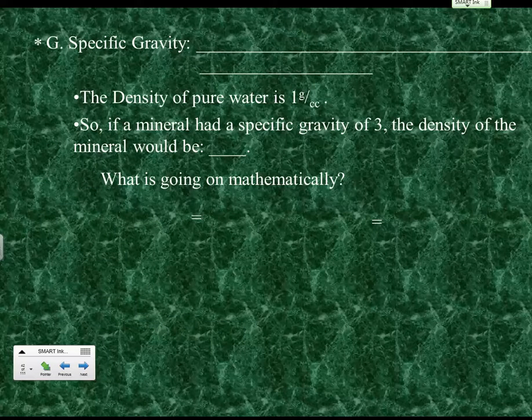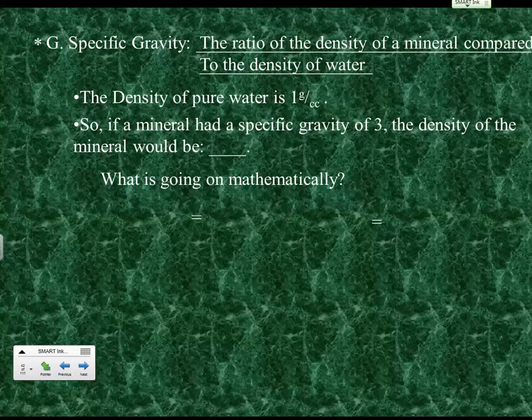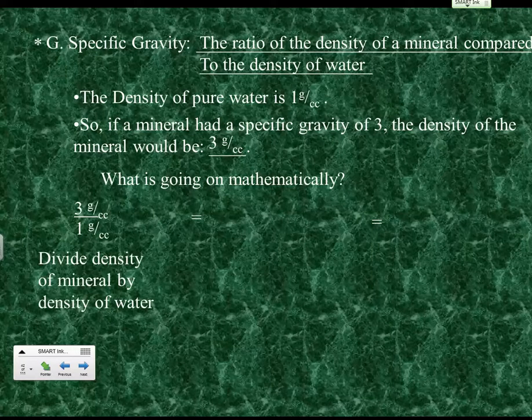Okay, we're back. The first of these properties which we're going to focus on today has a little bit to do with density, which you're all familiar with, and that's specific gravity. This is the ratio of the density of a mineral compared to the density of water. And you all know that the density of pure water is 1 gram per cubic centimeter. If a mineral had a specific gravity of 3, the density of the mineral would also be 3 grams per cubic centimeter. But you notice the specific gravity doesn't have a unit after it. Well, let's see what's going on here.